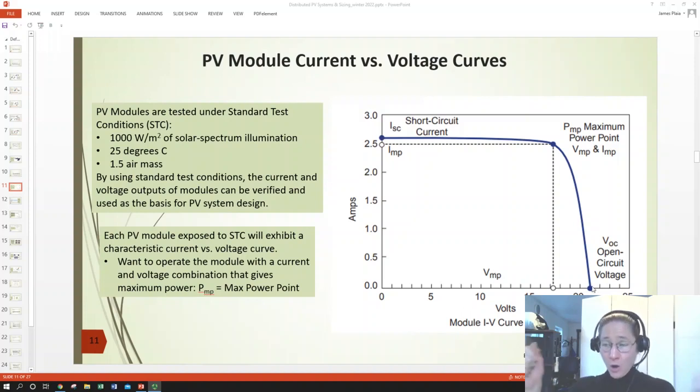Likewise, if we open the circuit, don't ask the panel to supply a single bit of current, it's going to give us the most voltage it possibly can. And that's known as the open circuit voltage over here.